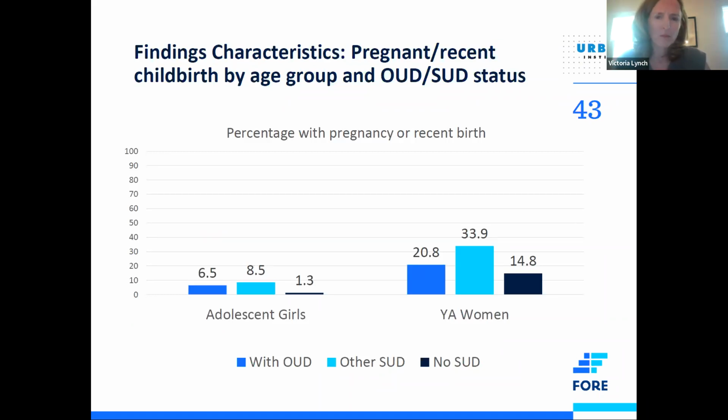This slide shows pregnancy and recent childbirth by age group and OUD/SUD status. You can see the bars are pretty small. It's not that common, but it's quite a bit higher among people with SUD. Looking on the left side at adolescent girls, 6.5% of those with OUD and 8.5% with another SUD were also identified as being pregnant or having recent childbirth in the year, compared to about 1% of other adolescent girls. On the young adult side, it's also higher among those who have an SUD identified.